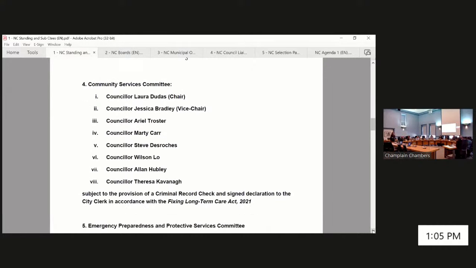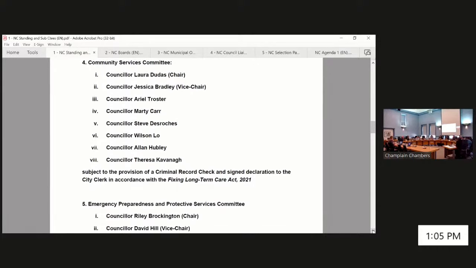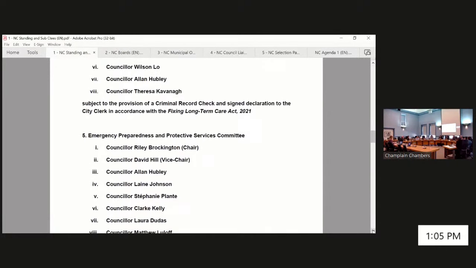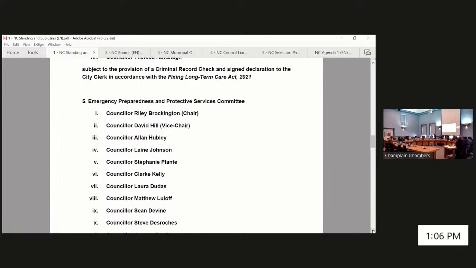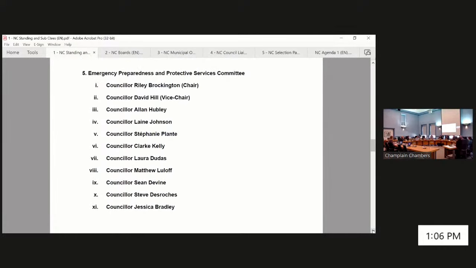On Committee 4, Community Services Committee, Councillor Dudas as Chair, Councillor Brady as Vice Chair. Oh, Bradley, forgive me. Thank you. Still learning everyone here. Councillor Troster, Councillor Carr, Councillor DeRoche, Councillor Lowe, Councillor Hubley, and Councillor Kavanaugh, subject to the provision of the criminal records check and a signed declaration by the city clerk in accordance with the Fixed Long-Term Act of 2021.